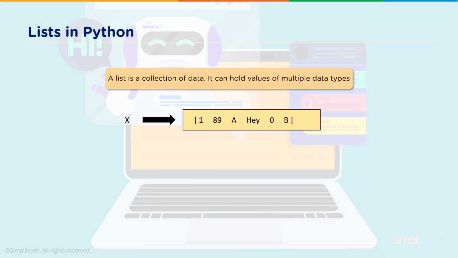A list is a collection of data, and it can hold values of multiple data types. So you can see here we've set a variable x equal to 189, a, hey, 0, b. And it can store that in there. There's also the tuple. So we have list, tuple, and set. The tuple almost has the same format as the list, but instead we put the curved brackets around it.